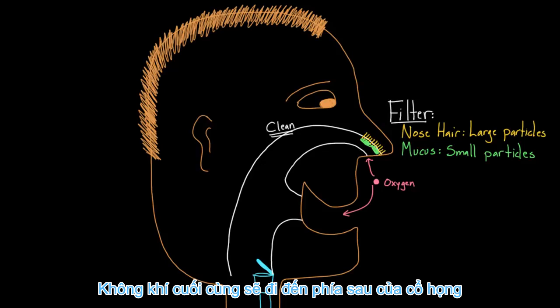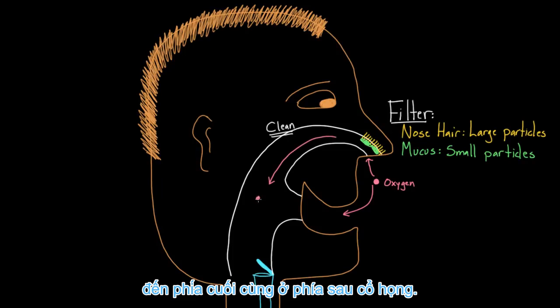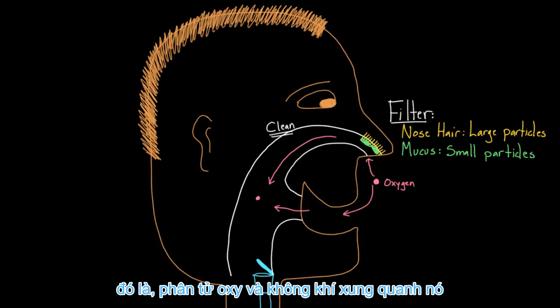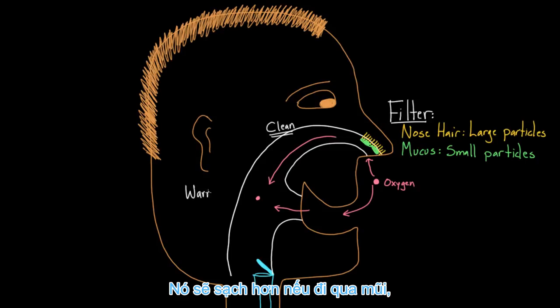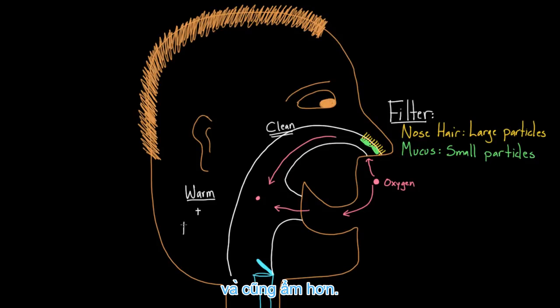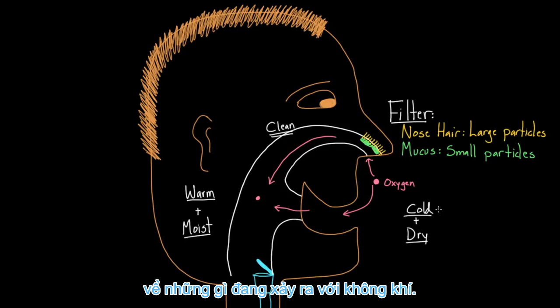So air is going to end up going to the back of the throat. So air is going to go in this way, and our little molecule of oxygen is going to end up at the back of the throat. And another interesting difference is that already that oxygen molecule and the air around it is going to be slightly different in other ways. It's going to be cleaner if it went through the nose, but either way, nose or mouth, it's going to be warmer and also more moist. So that's another change. In comparison, on the outside, the air is a little colder and drier. So these are some key differences in terms of what's happening to the air. These are two major differences, right?